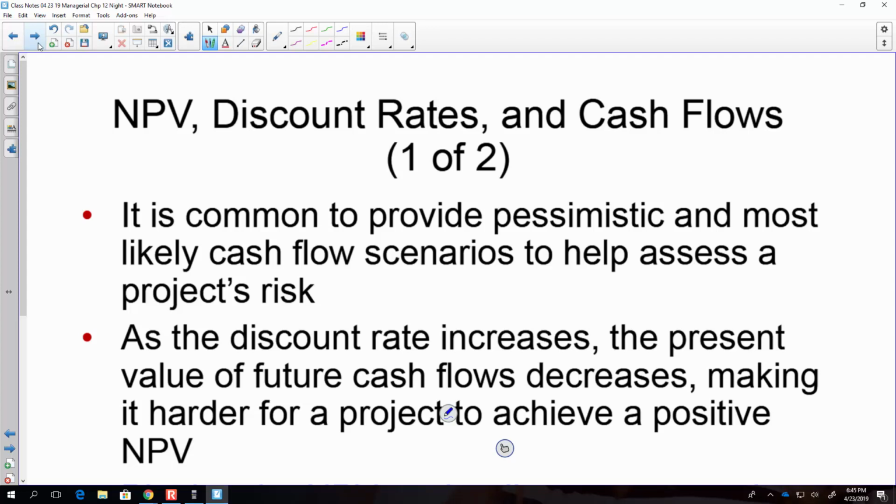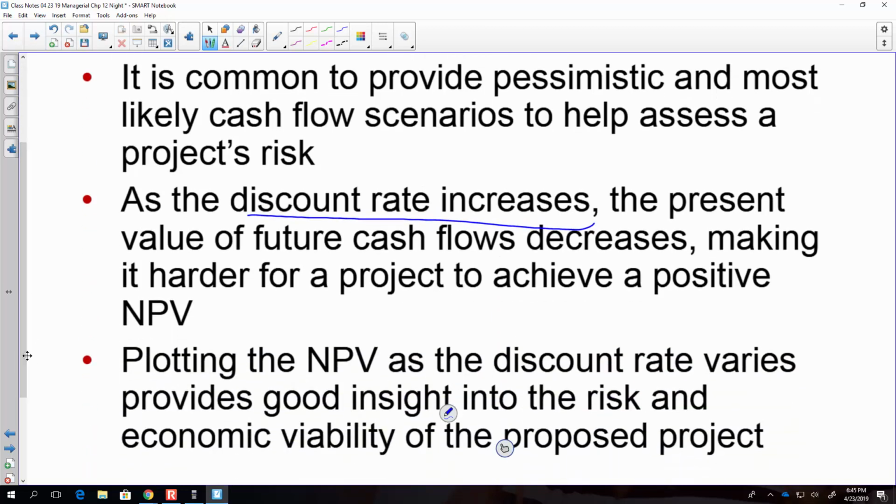Couple of things to realize as we're doing these cash flows. As the discount rate increases, the present value decreases. As the discount rate increases, the present value of the future cash flow decreases. So it's harder for a project to achieve a positive net present value as the rates go up. So be aware of that. A lot of companies will do that analysis in order to incorporate risk. If they feel a project is very risky, they'll increase that percentage to see whether it still generates a net positive present value. So keep that in mind.